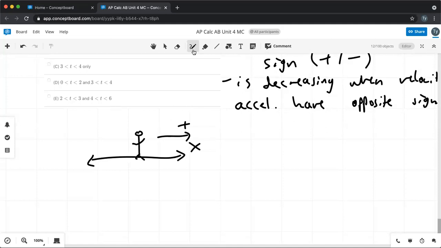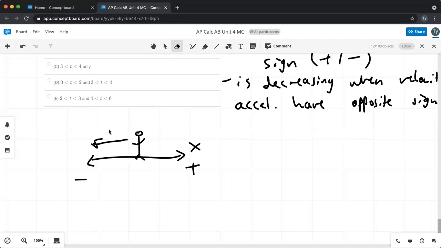The positive case may be more obvious than the negative case. So now let's say I'm going in the negative direction. If we take this to be positive and this to be negative, that means my velocity is negative. In order to speed up in the negative direction, my acceleration also has to be negative, because if my acceleration is positive, my velocity is actually getting closer and closer to 0 as time goes on.